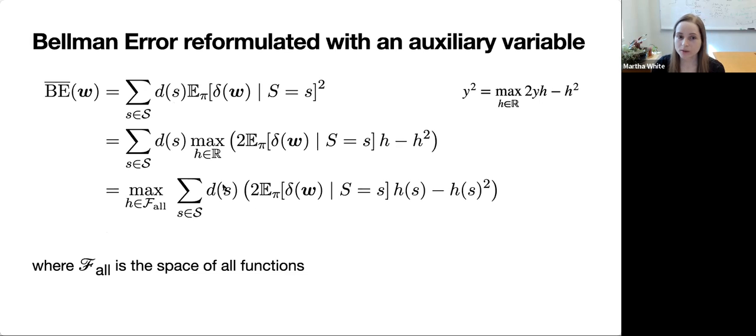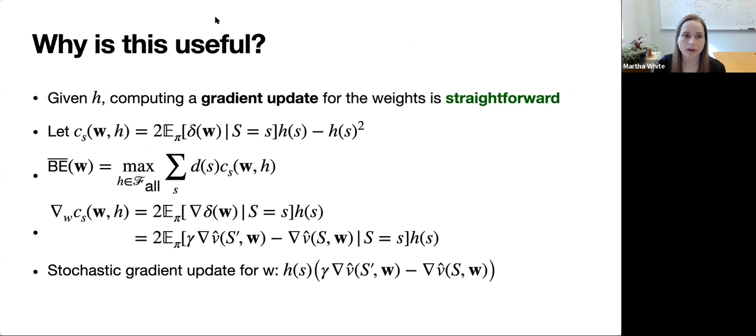Okay, so this is mainly it. This is how we've reformulated the Bellman error with a conjugate form. And now there's the so what. Why is this a useful thing to do? Well, this is useful because now we've changed the Bellman error from having this annoying square term, where we have a double sampling problem, to instead optimizing over an additional auxiliary variable, but we've removed the double sampling problem. So for a given h, if I were to hand you an h, this auxiliary variable, computing the gradient update for the main weights now is just straightforward.